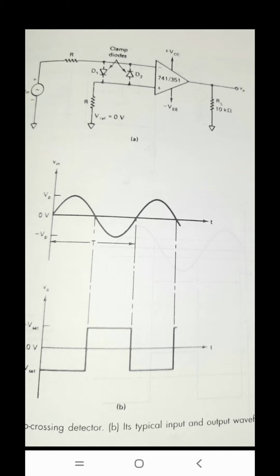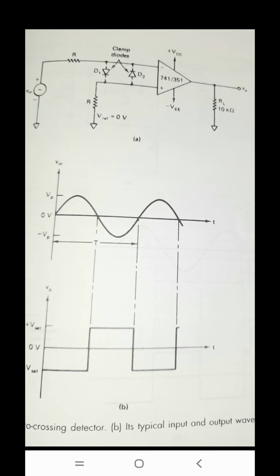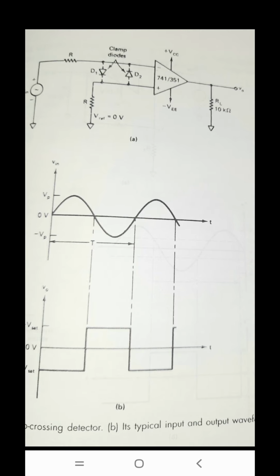This output waveform shows when and in what direction an input signal Vin crosses 0 volts. That is, the output V0 is driven into negative saturation when the input signal Vin passes through 0 in the positive direction. Conversely, when Vin passes through 0 in the negative direction, the output V0 switches and saturates positively.